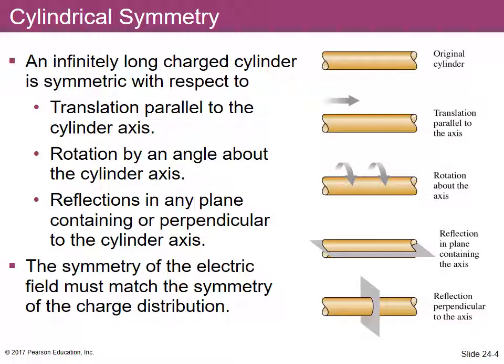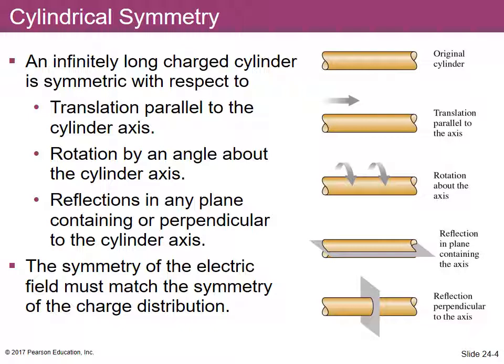Reflections in any plane containing or perpendicular to the cylinder axis: exchanging top and bottom, front and back, or left and right makes no detectable change. A charge distribution that is symmetric under these three groups of geometric transformations is said to be cylindrically symmetric.